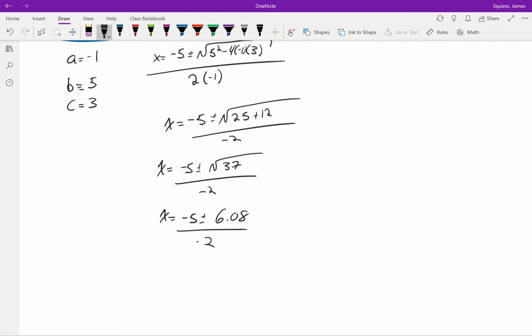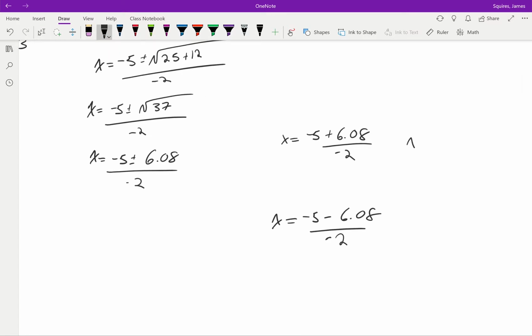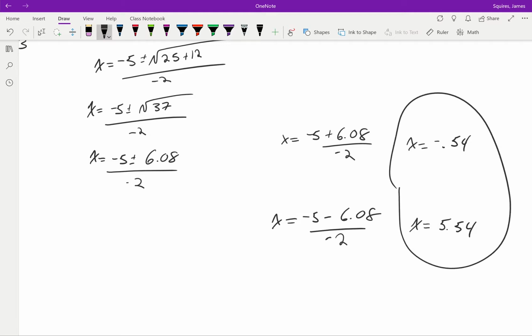So now we have to solve for x equals -5 plus 6.08 divided by -2, and we have to solve for when x equals -5 minus 6.08 divided by -2. And we're going to get the solutions of x equals -0.54, or we're also going to get the answer of x equals 5.54. Alright, so those are our two values of x.